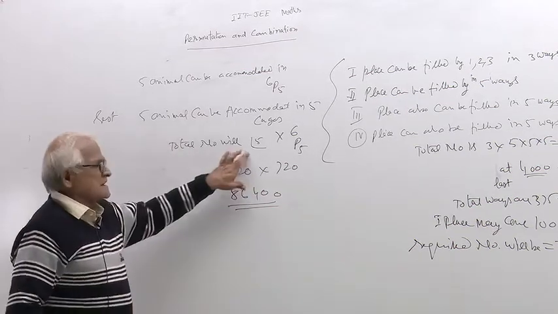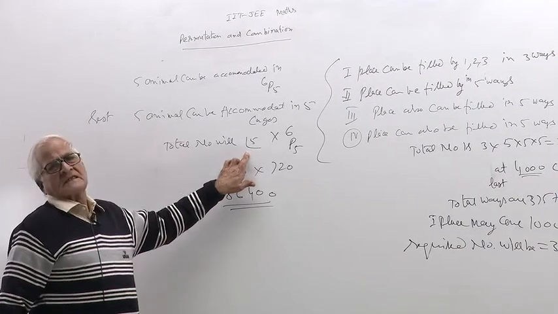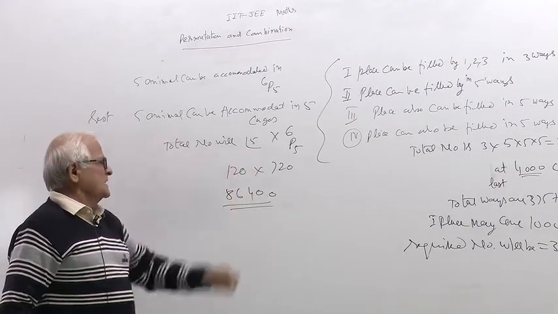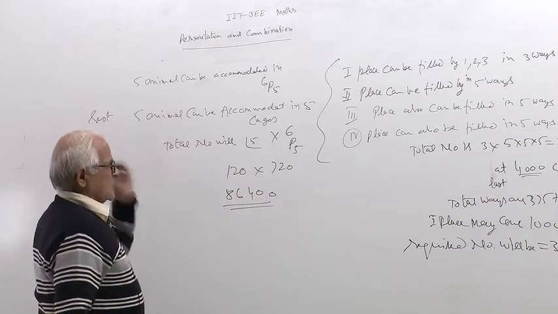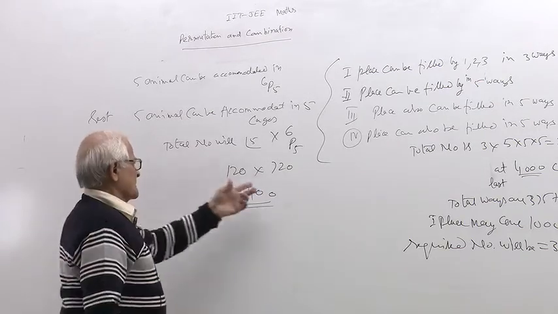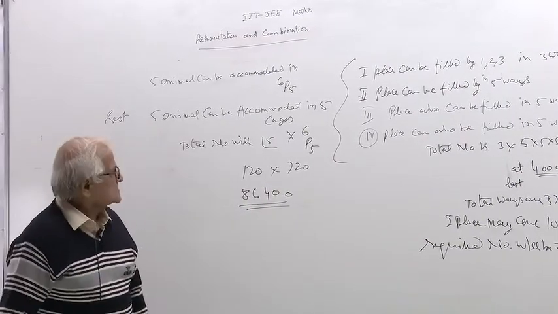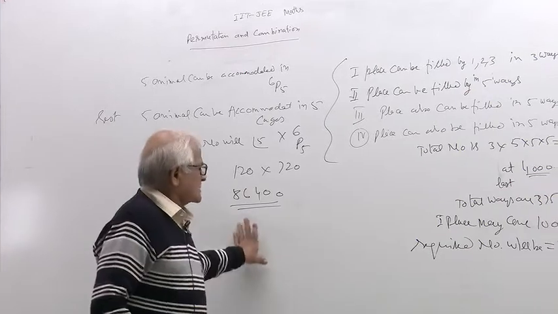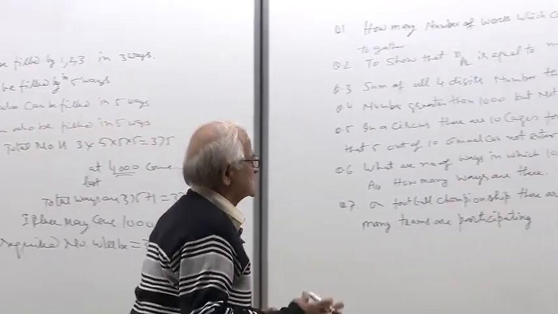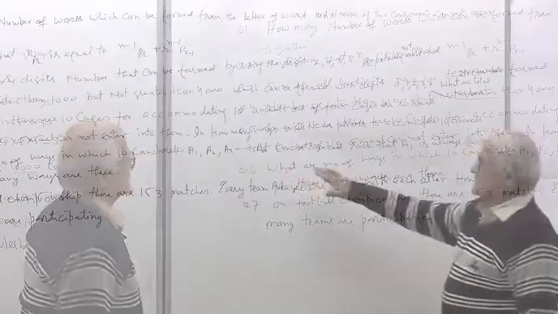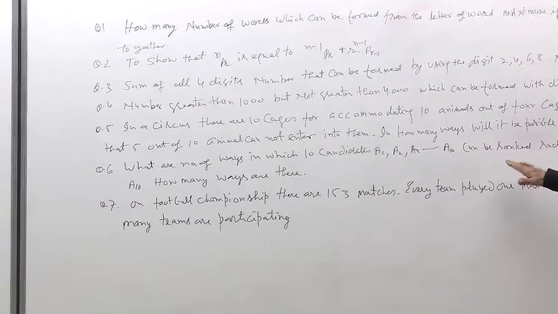That will be done in factorial 5. Therefore the total number will be 120 into 720. This will be the total number of ways of accommodating in the 10 cages. Now the ranks are 1 to 10: 1, 2, 3, up to 10.